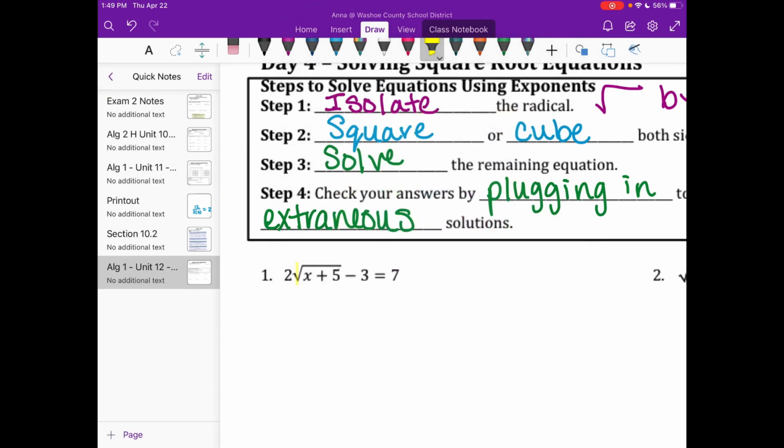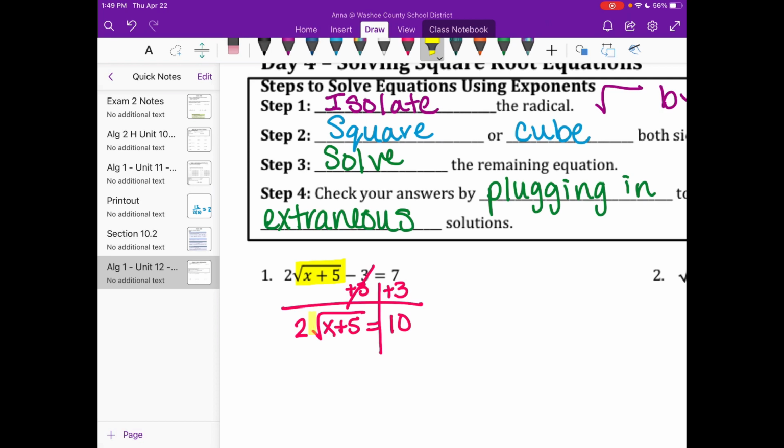So I'm going to highlight the radical. Here's my radical. I'm going to get everything away from it just like I would if I was solving for x. So if you need to put your little line, let's do that. I'm going to move that -3 first. So opposite of -3 is +3. +3 on both sides. So right now I have 2 radical x plus 5 equals 7 plus 3 is 10.